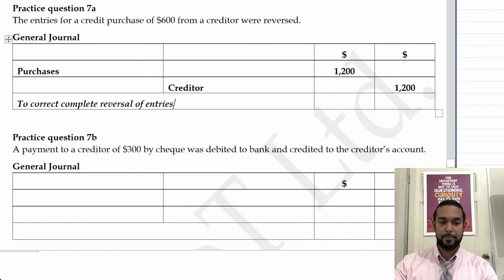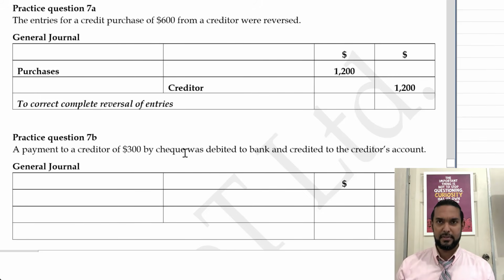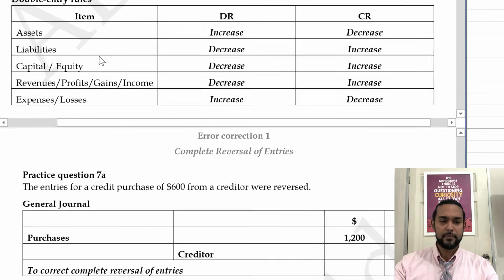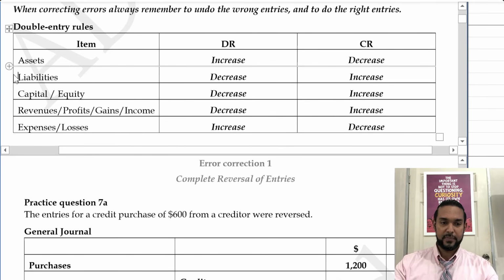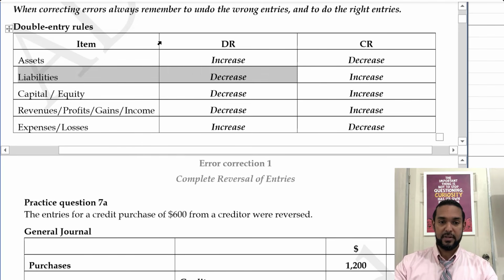In this one, we have a payment to a creditor of 300 by check that was debited to bank and credited to creditor. A payment to a creditor is supposed to be debited because, going up to the double entry rules, a creditor is a liability. If you owe somebody money, that's a liability. If you pay them back, what happens to the amount of money you owe them? It decreases. So you would be decreasing your liability, which requires a debit.